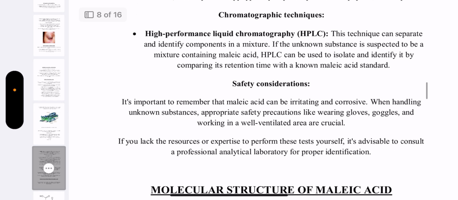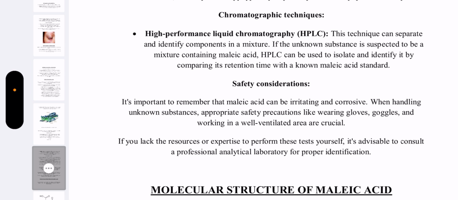Chromatographic techniques. High performance liquid chromatography. This technique can separate and identify components in a mixture. If the unknown substance is expected to be a mixture containing malic acid, it can be used to isolate and identify it by comparing its retention time with the known malic acid standard.